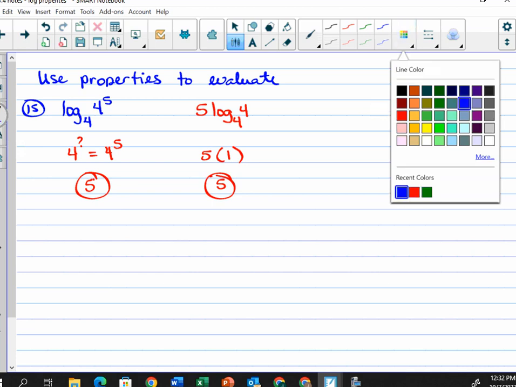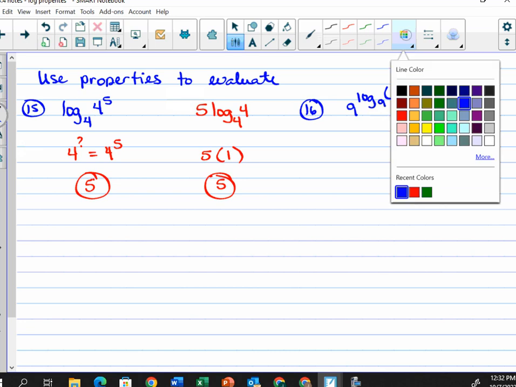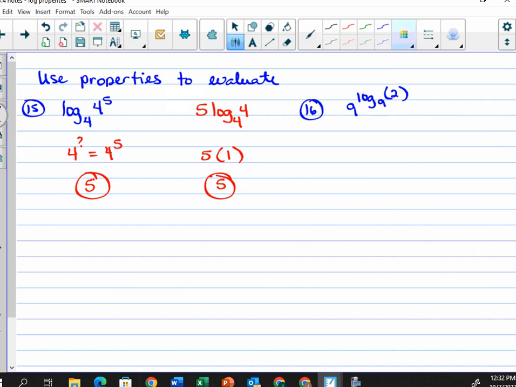All right, let's try again. This one's a little weird looking, but it's actually really easy. 9 to the log base 9 of 2. As I said, it looks weird. If you had to take a wild guess, what would you say the answer is? 9.